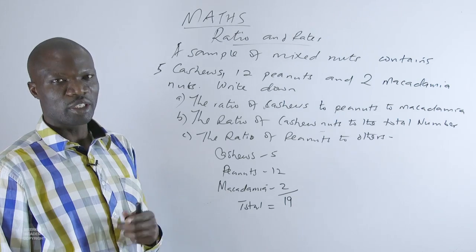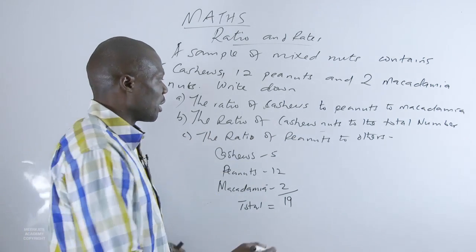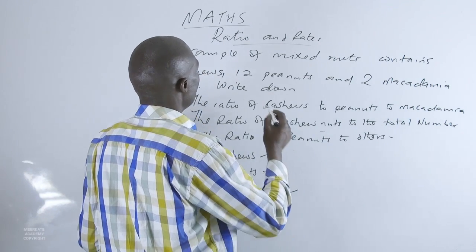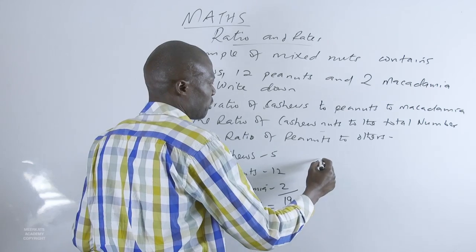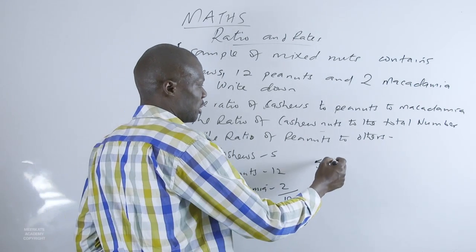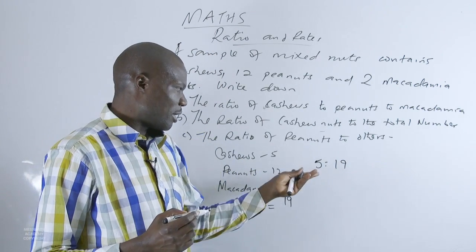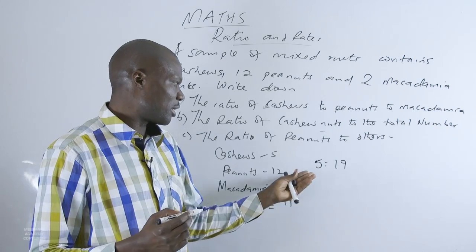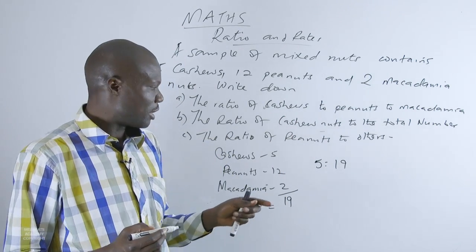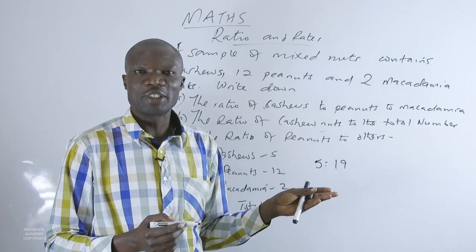So what is the ratio? Ratio of cashews to the total number. It will be cashews, which is 5, I believe. It is 5 to the total, and the total is what? 19. You see? There we are. Cashews to totals.